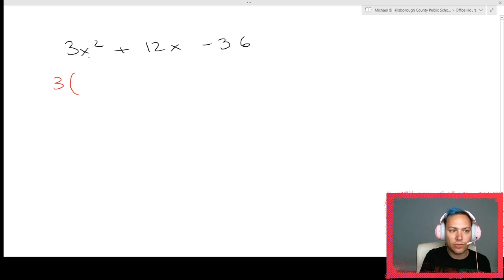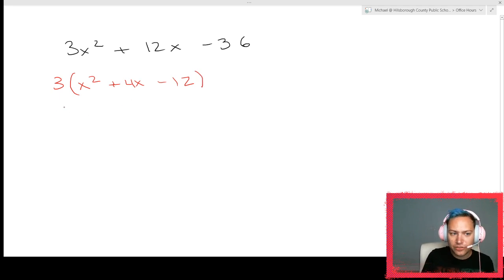If I divide this 3x squared by 3, I'm left with 1x squared, or just x squared. If I divide 12x by 3, I'm left with positive 4x. And last, if I divide negative 36 by 3, I'm left with negative 12. So then I can proceed on to factoring.